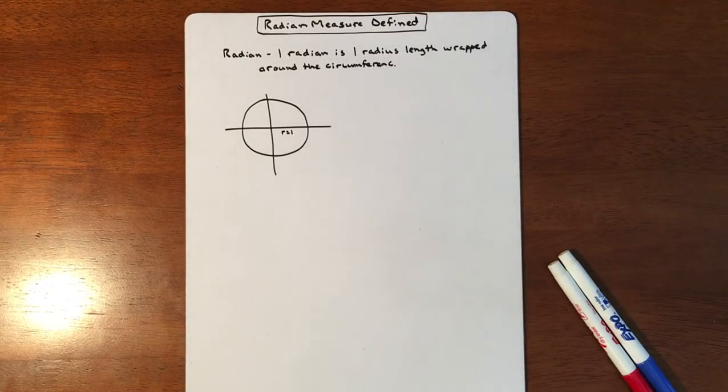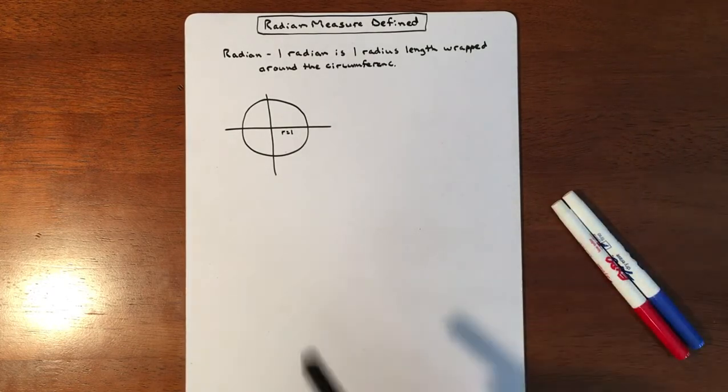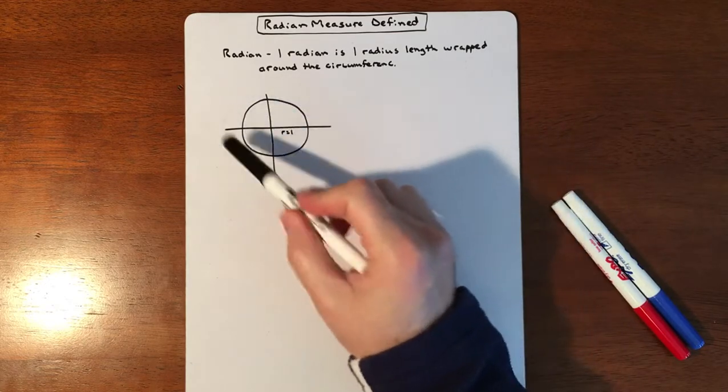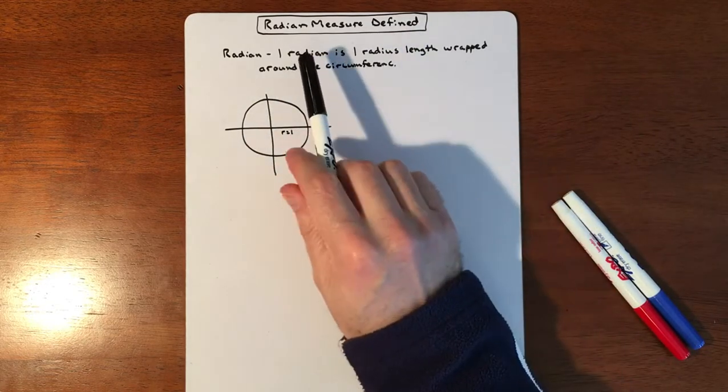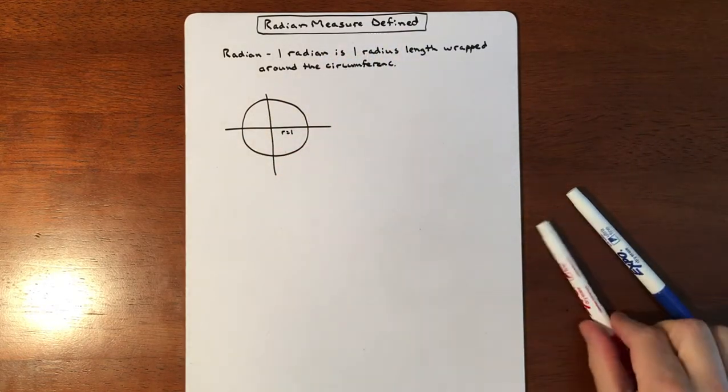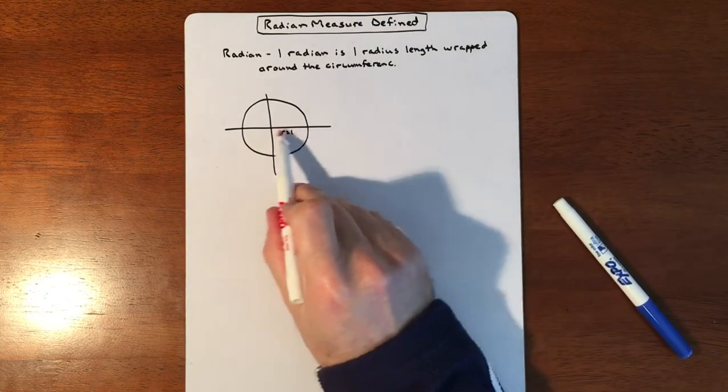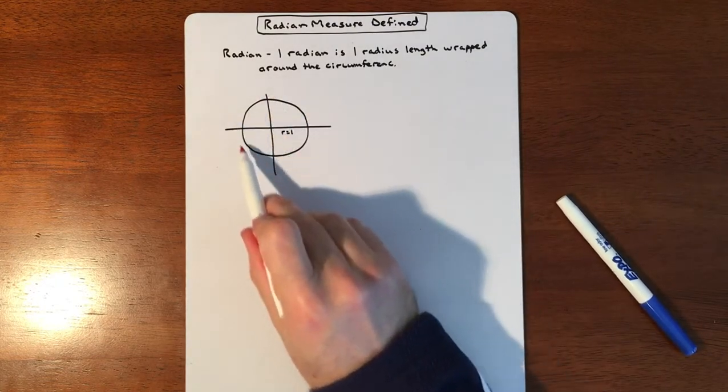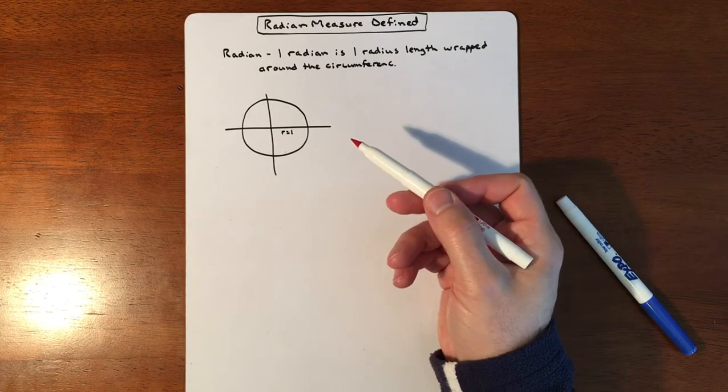In this lesson, we're going to briefly define what a radian is. It's all based off of the unit circle. A unit circle is a circle with a radius of 1. The idea of a radian is we're going to take this length right here and basically wrap it around the circumference and see how many times we can do that.